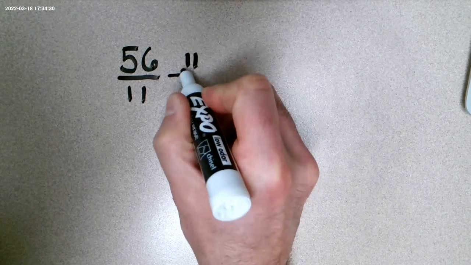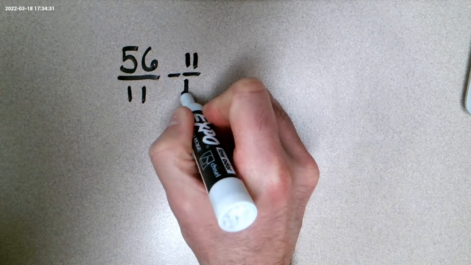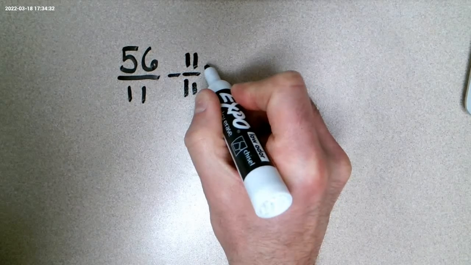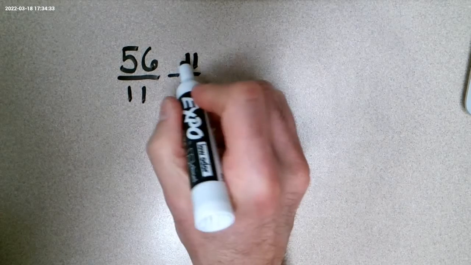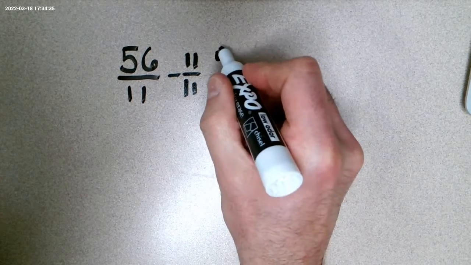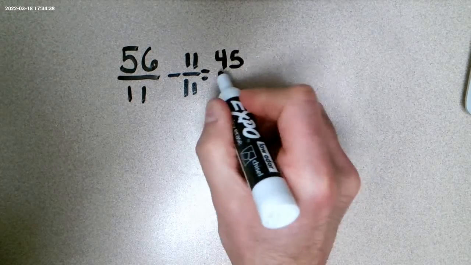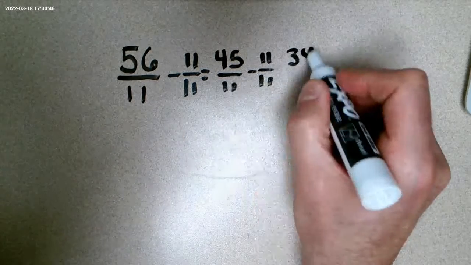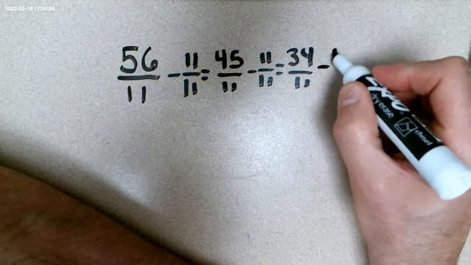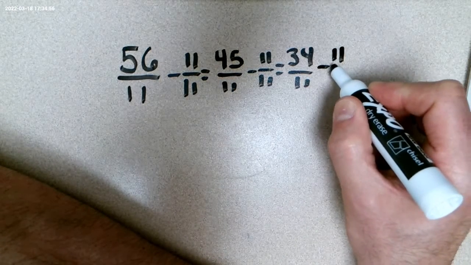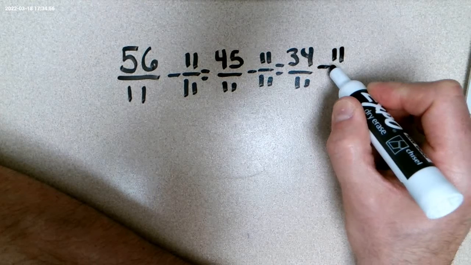To do that, I would subtract a whole, which is 11 over 11. And 56 minus 11 would give me 45 over 11. So there's one whole. Now I'm going to subtract another 11 over 11. That's going to give me 34 over 11, because remember, the denominator doesn't change.